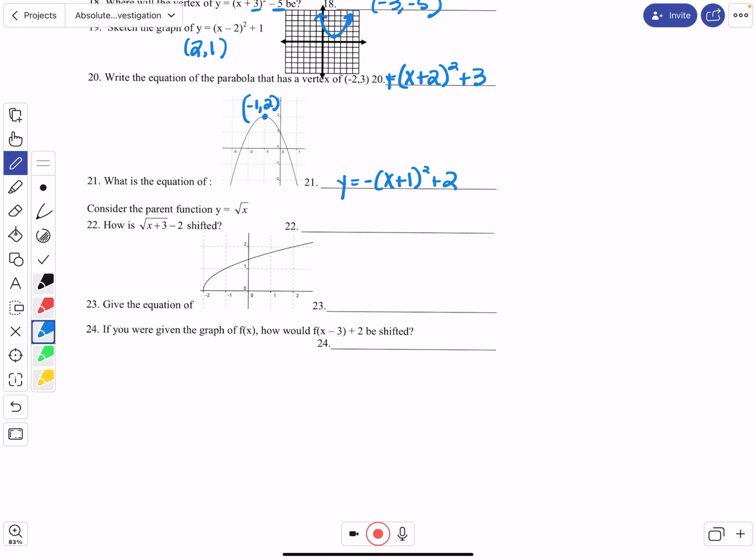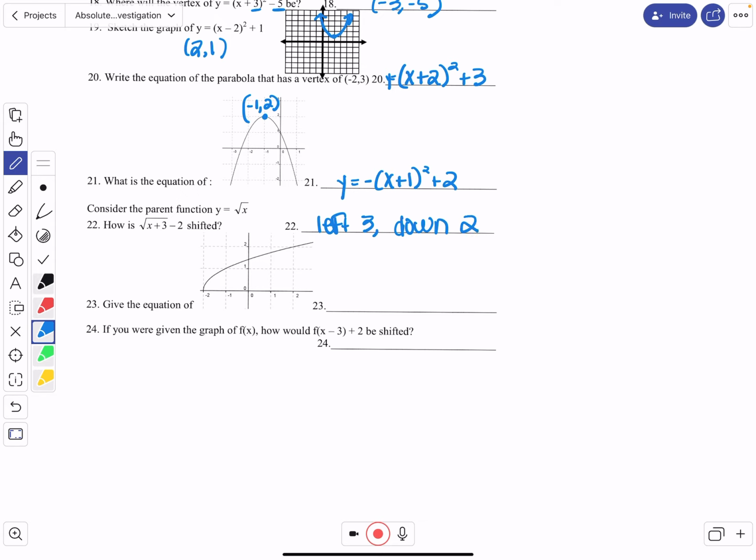All right, now let's consider the parent function, the square root of x. How is this shifted? So same thing. If it's on the inside, you're going right and left. If it's on the outside, you're going up and down. So this one would be shifted left 3, down 2.